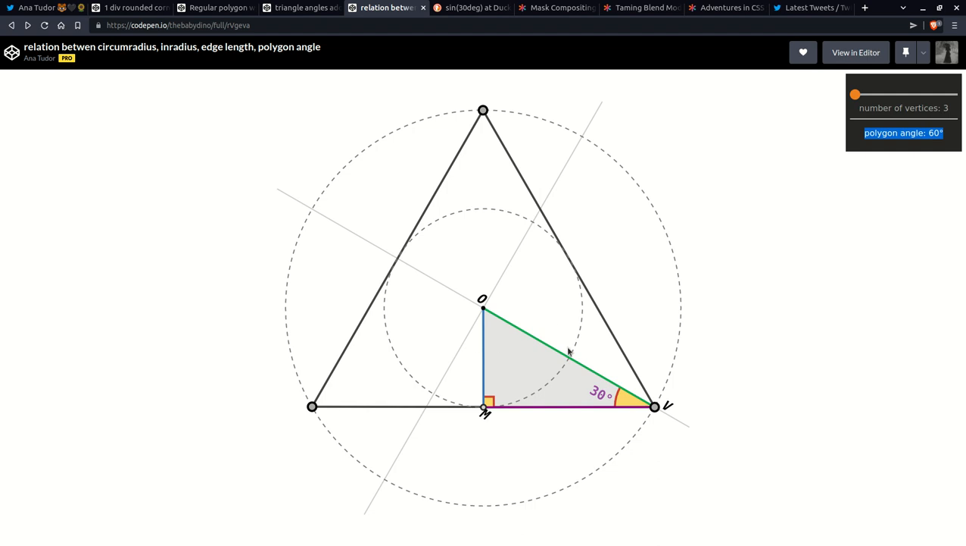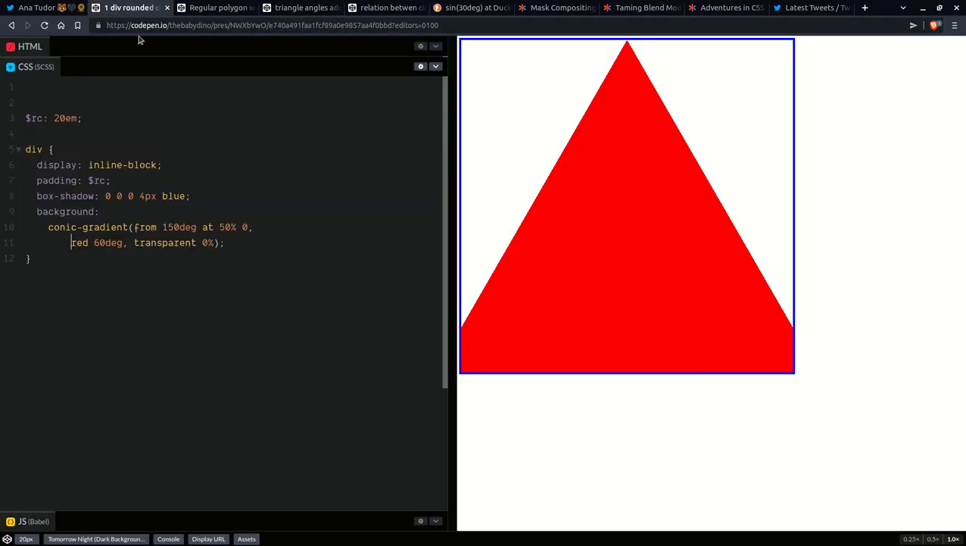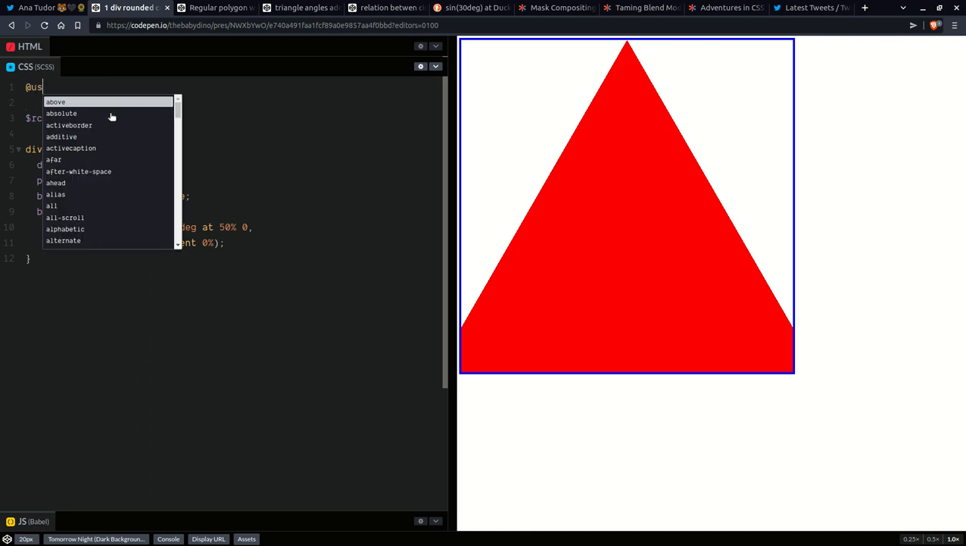OM over OV is the sine of 30 degrees, but we know the sine of 30 degrees. We can get it from a table, or we can just compute it in a calculator or online, whatever. The sine of 30 degrees is 0.5. So basically, we can get to the inradius. Let's actually compute it using trigonometry.